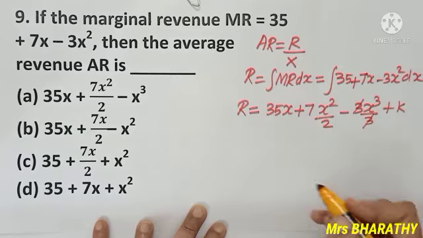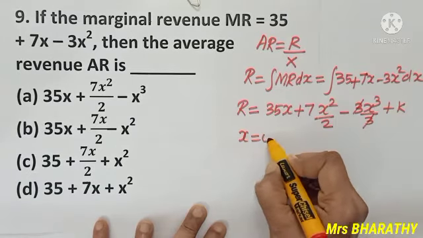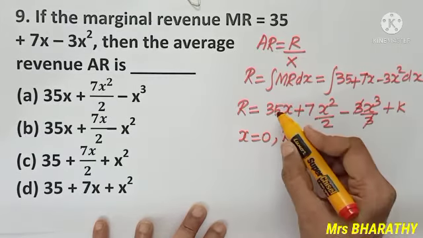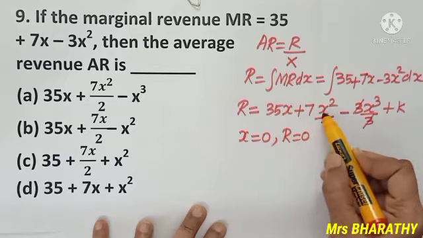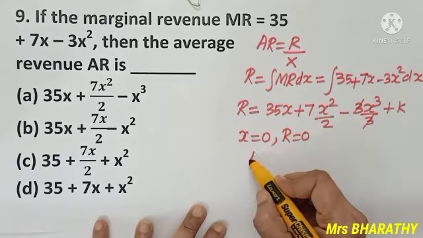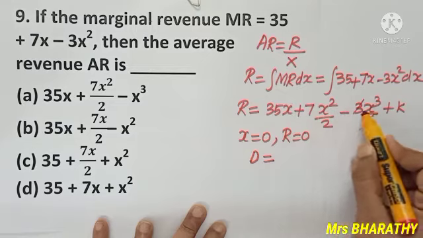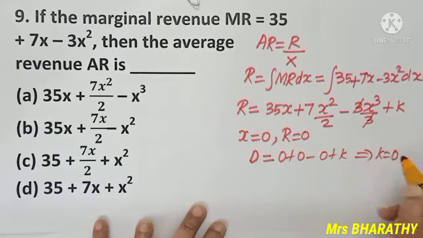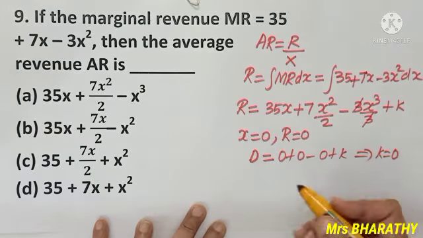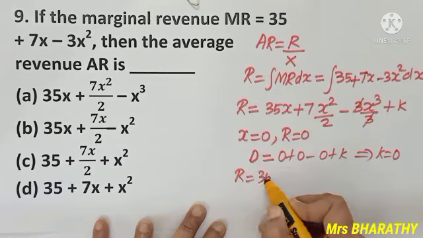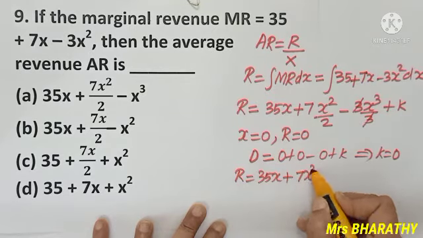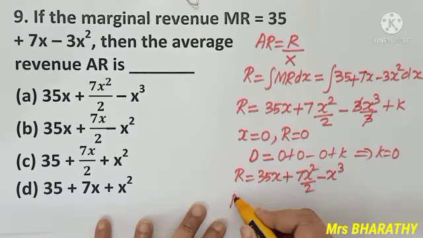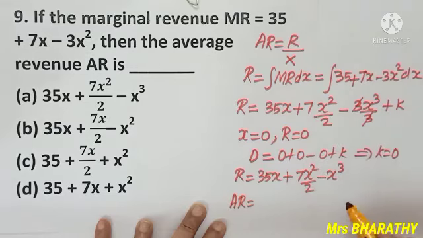As we cancel and write, whenever x is equal to 0, revenue is also 0. As I substitute, x 0, 0, 0. So, R is 0. All these things become 0, 0, 0 plus k. That implies k value is also 0. So, R is 35x plus 7x square by 2 minus x cube. My question is to find average revenue.